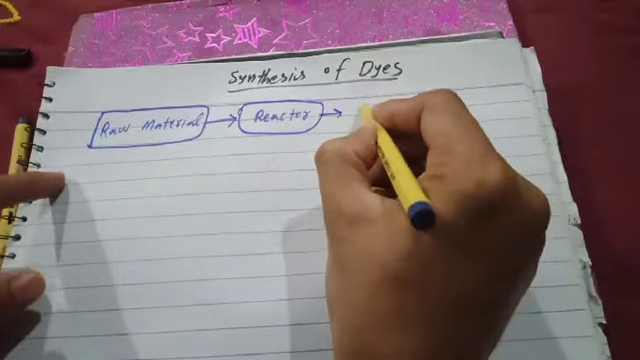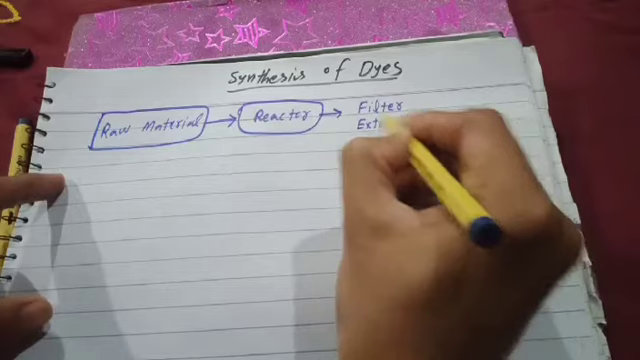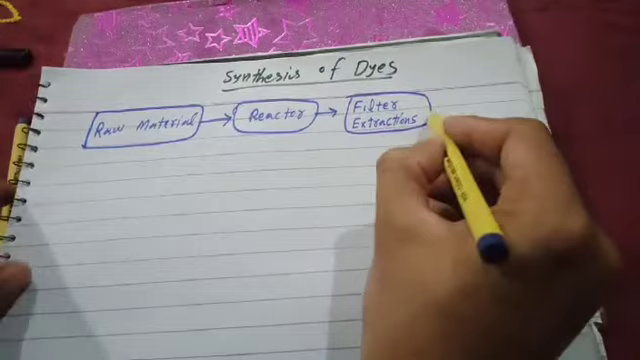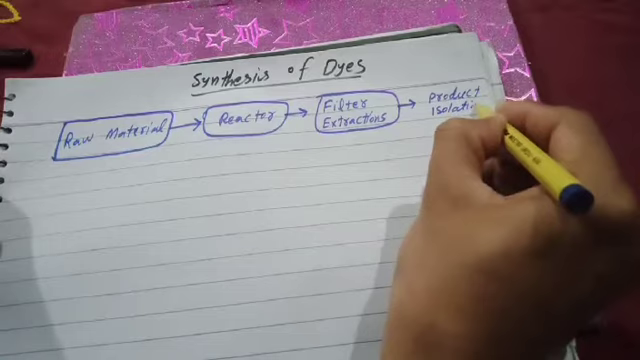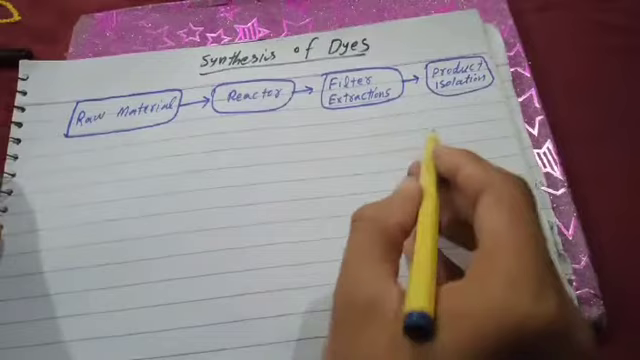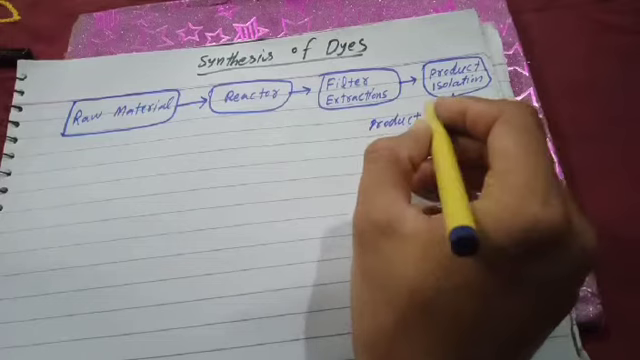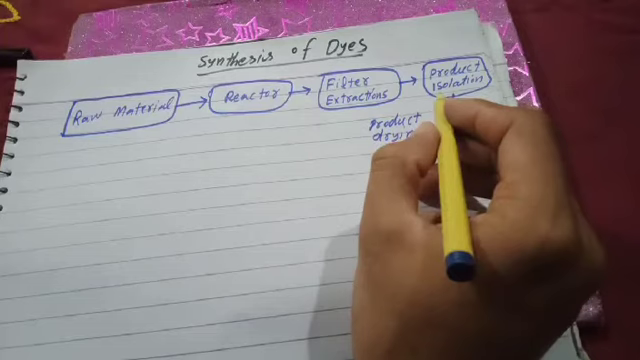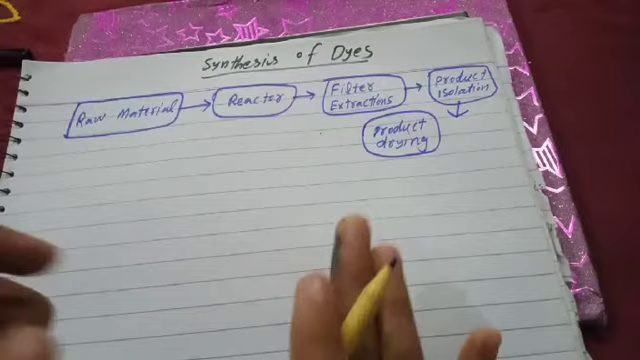Third is the filter extraction. Next is the product isolation. And next is the product drying, grinding or milling. So this is the general scheme for the synthesis of dyes.